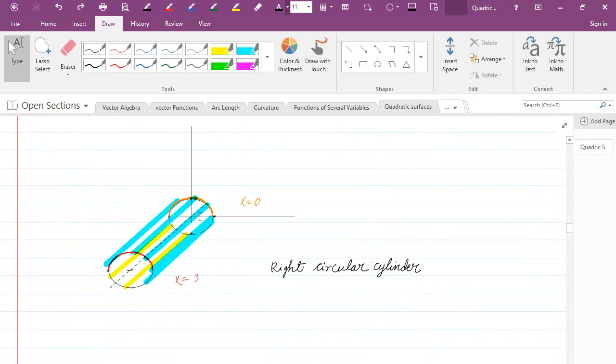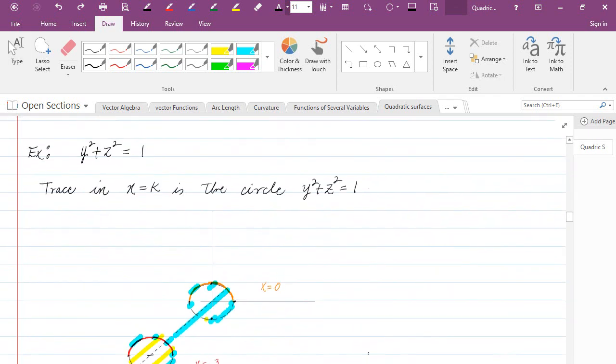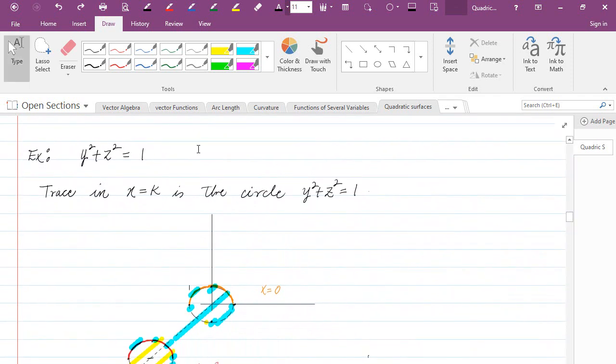and then the surface consists of straight lines passing through this curve and perpendicular to the yz plane. So this is a right circular cylinder. Of course, this is a cylinder that is extending along the x-axis. So along the x-axis it goes from negative infinity to positive infinity. Okay, so the graph of this equation, y squared plus z squared equals 1, is a cylinder.